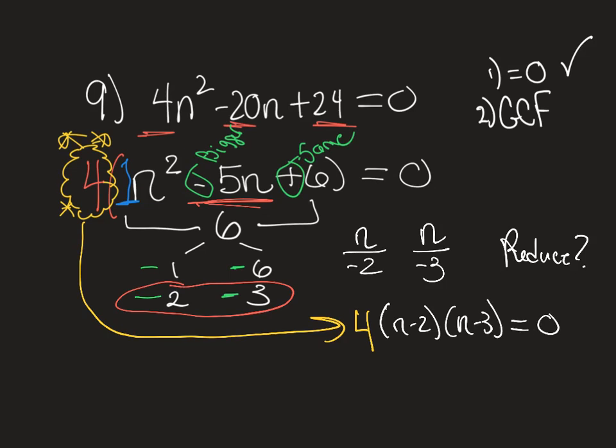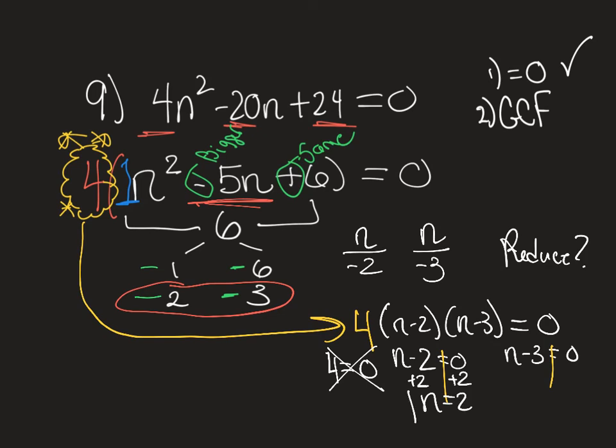You're still going to take each piece and set it equal to 0. So I get 4 equals 0. Well, that doesn't happen. That never happens. So we can ignore that first piece. We get n minus 2 is going to equal 0. And we get n minus 3 equals 0. So I'm going to add my 2 over on both sides. So n equals 2. And I'm going to add my 3 over on both sides and get n equals 3.